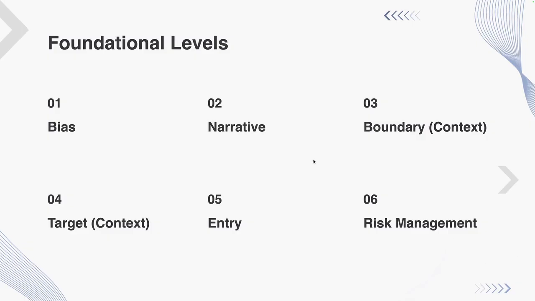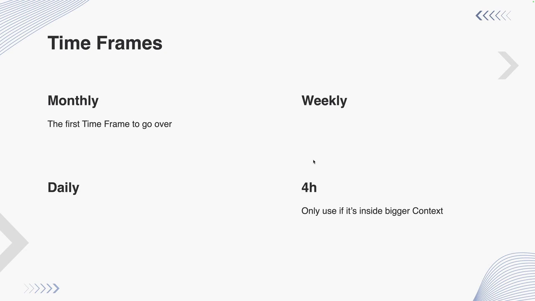So when we talk about timeframes for a filtering process, I am talking about the following timeframes: monthly, weekly, daily, and 4 hour. If we talk about the monthly, that's the first timeframe to go over. After that is the weekly, after that is daily, after that is the 4 hour. The 4 hour only use if it's inside bigger context. So if I can't find context on the monthly, weekly, or daily, then I don't go into the 4 hour to force context. If there's already daily context or already weekly context, already monthly context, then going into the 4 hour is perfectly fine to find certain context as well.